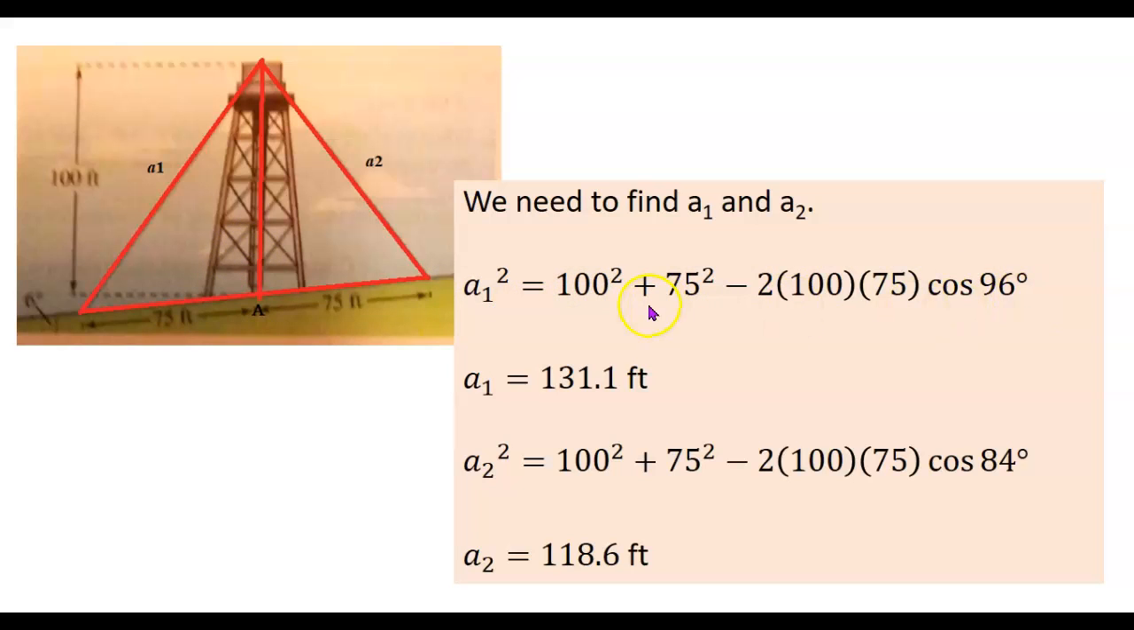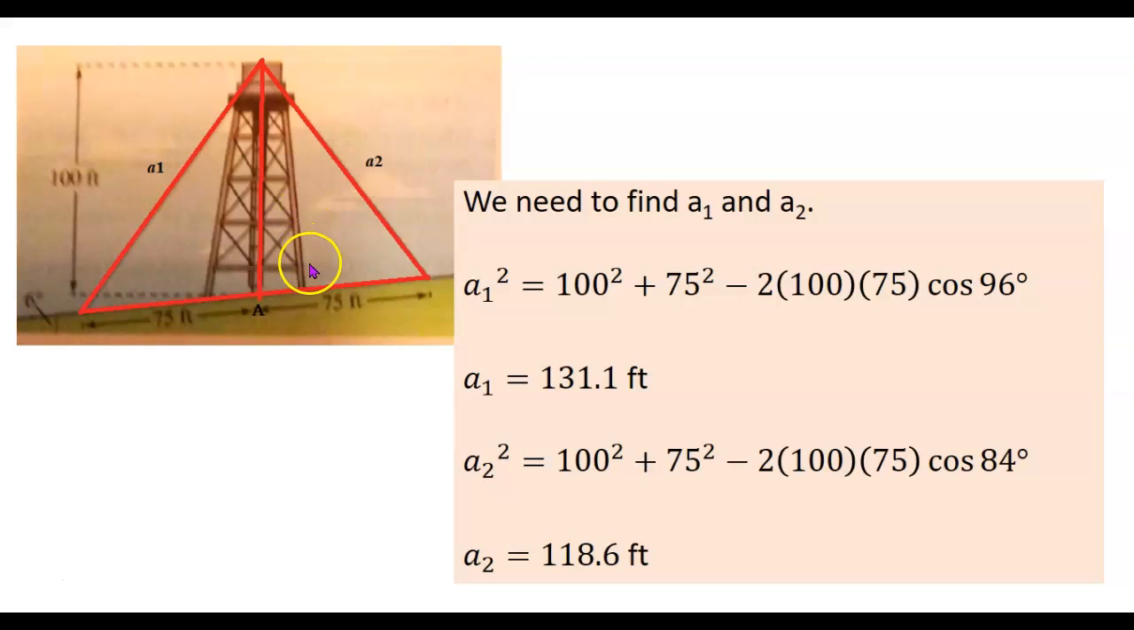So from that, by calculating that out and taking square roots to get A1 itself, we get that this guy wire is 131.1 feet. Remember I said if this were on level ground, we'd have a right triangle. We could use the Pythagorean theorem and get that this was 125 feet. Because it's sloping, it's a little bit longer than that, so it turns out to be 131.1 feet.